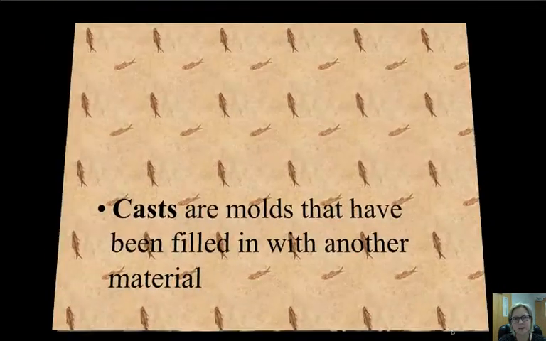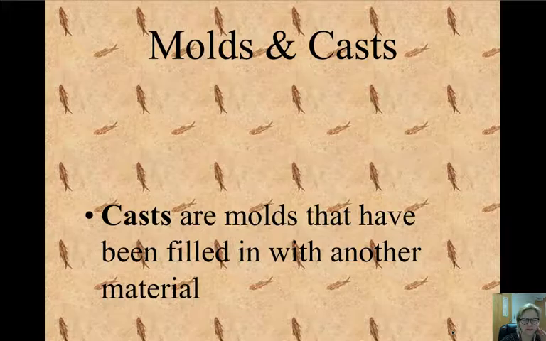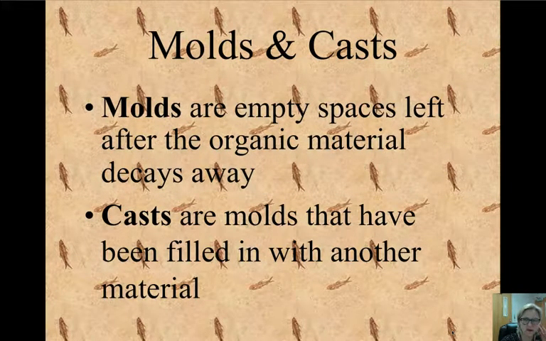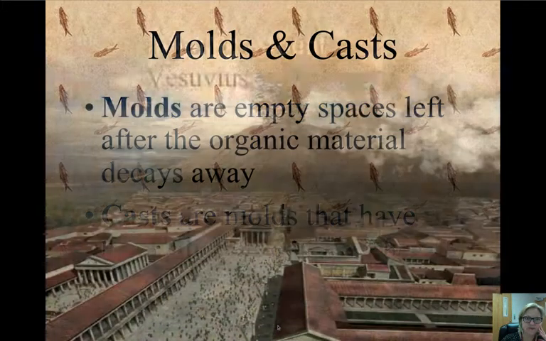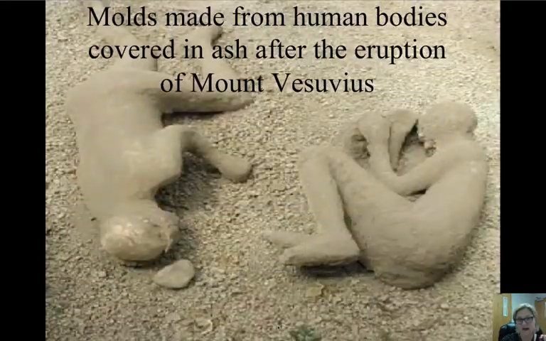Casts are molds that have been filled in with another material. This is weird, it went backwards. So we're talking now about molds and casts. Molds are empty spaces left after the organic material decays, and casts are molds that have been filled in with another material. So a mold is an empty space, a cast is something that fills it in, maybe sort of like a mud flow came in and solidified in there, and it made an actual casting of the fossil. So, for example, the eruption of Mount Vesuvius created both of these kinds.